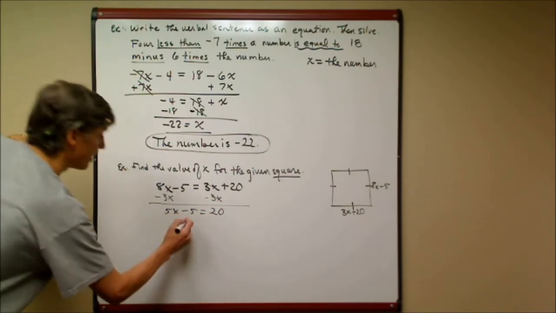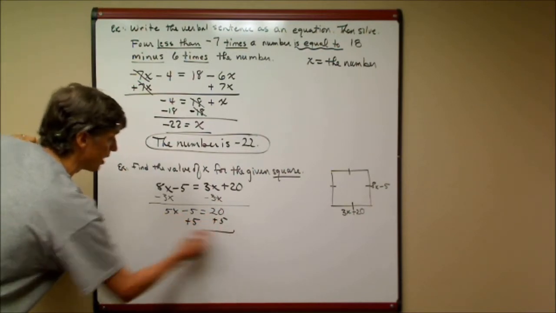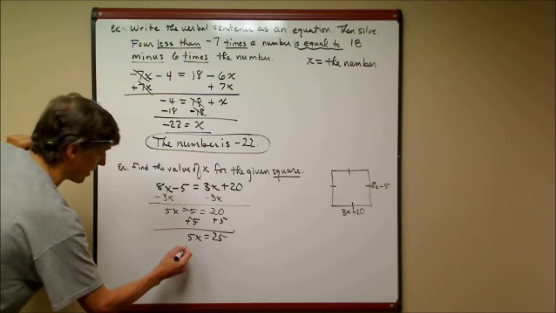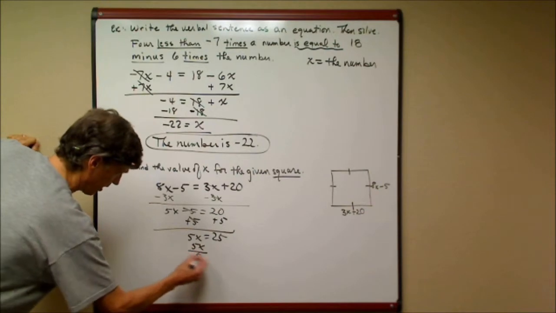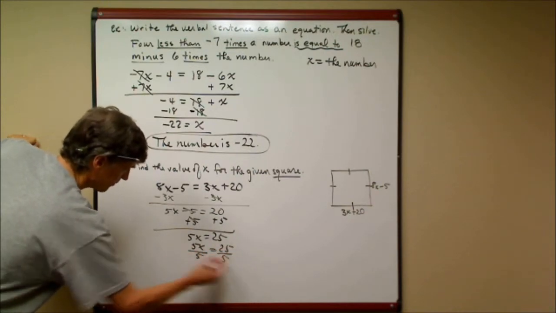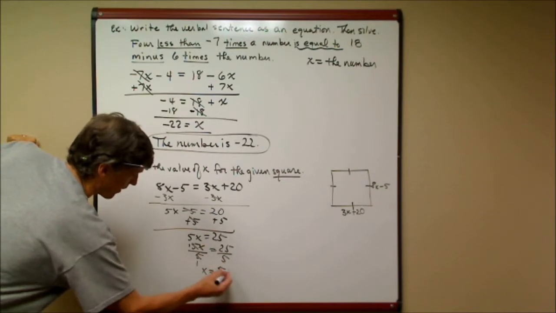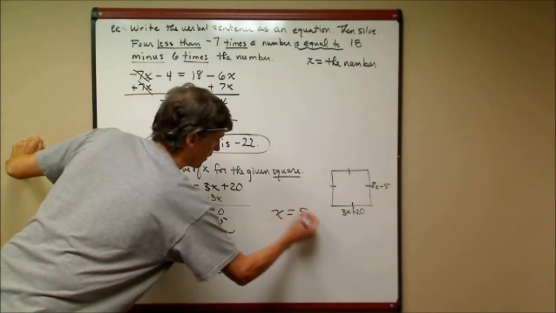Almost done. Get rid of the minus 5 by adding 5 to both sides. I have 5x equals 25. Divide by 5, both sides. 5's cancel just like we planned. 25 divided by 5 is 5. So I have x is equal to 5.